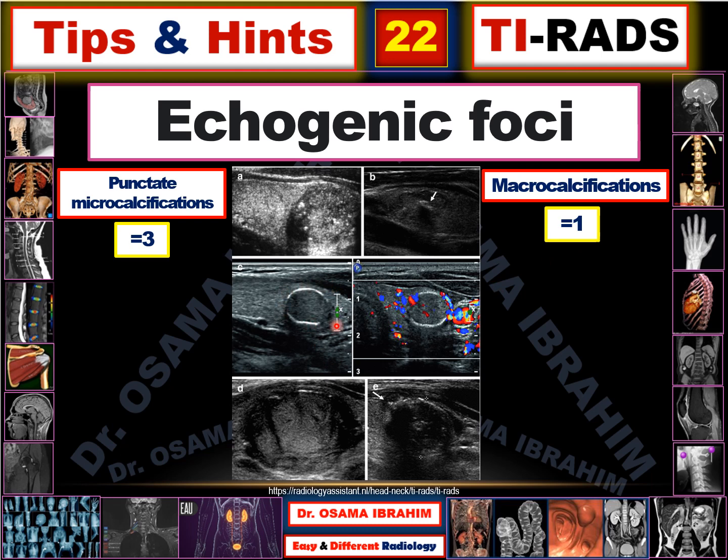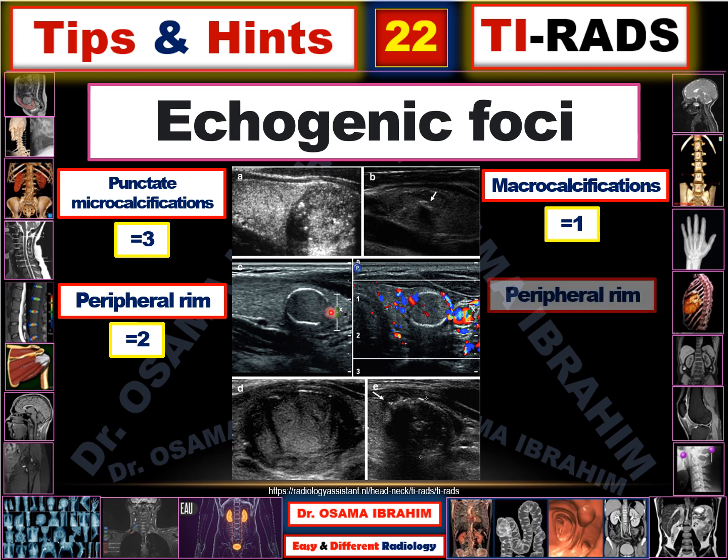This one is easy to describe as a rim calcification, and rim or peripheral rim calcification takes score 2. If you notice, there are interruptions of the calcification at that point, which is also confirmed by Doppler study as tissue growth, or as growth of the lesion or nodule at that region. So it takes score 2, elevating the scoring of the TI-RADS or the possibility of malignancy. So peripheral rim calcifications take score 2.